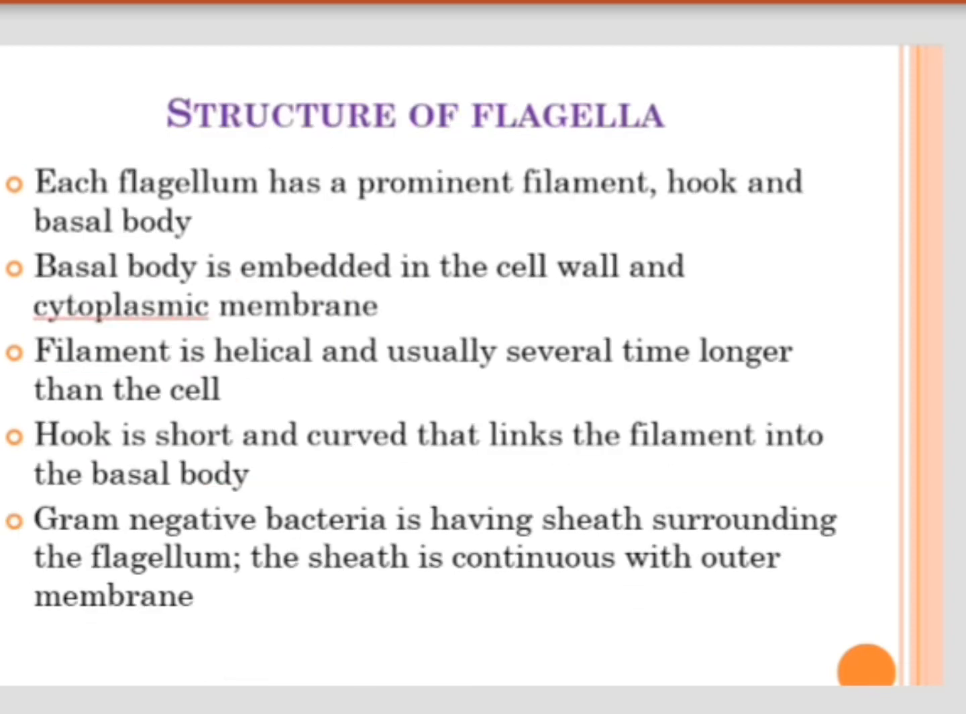Next is structure of flagella. Flagella is mainly composed of three main parts: a prominent filament that is seen outside the bacterial cell wall, and then a hook, that is the middle portion, and a basal body. The basal body is seen embedded in the cell wall and the cytoplasmic membrane. So it is the base, so it is known as the basal part. It connects the flagella to the cytoplasmic membrane and the cell wall.